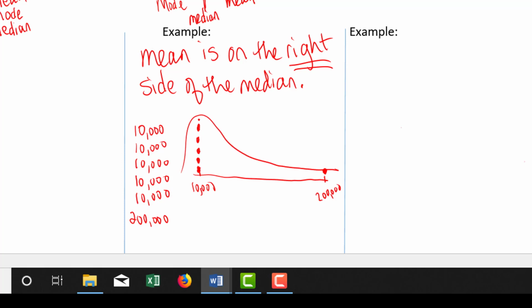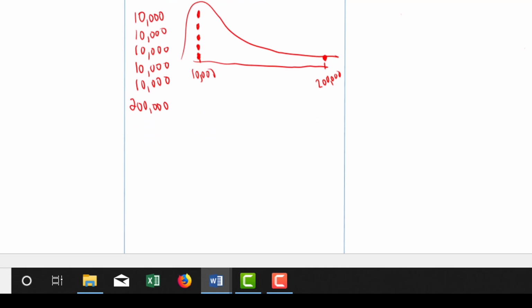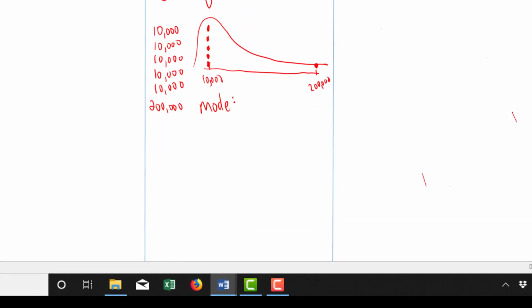The bulk of the data is over here on the left, and there's one outlier that is going to pull the mean to the right. So let's look in more detail at this. If we think, what's the mode of this? The mode would be 10,000. It's the data value that occurs most frequently. What's the median? It's also, in this case, 10,000. Half the salaries are above or equal to 10,000. Half the salaries are less than or equal to 10,000.